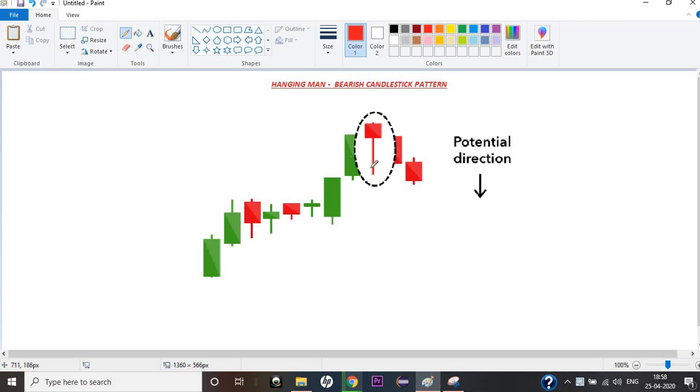It looks much the same as a hammer. If you have checked out my previous video, in a hammer candlestick pattern you have a handle stick and then you have the metallic body of the hammer, right? For the hammer candlestick pattern, the color of the body is green, which indicates that the price action is going to go higher. It's a bullish candlestick pattern. But if you keep the structure of the candlestick the same, and instead of green it's red, then it's called a hanging man.